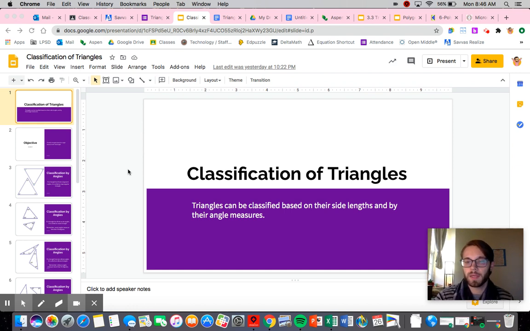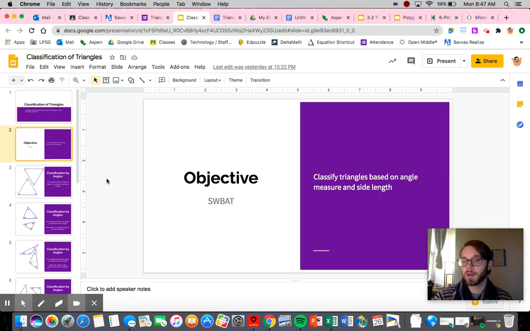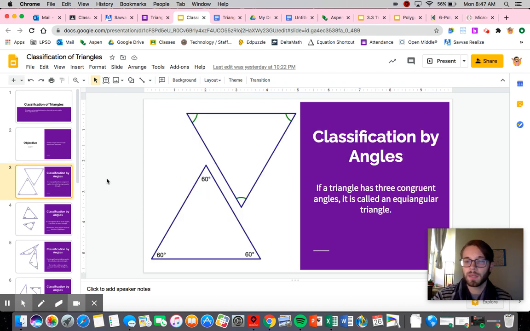So let's look through what we're dealing with. Today, we're specifically dealing with classification of triangles. Ultimately, our goal is to be able to classify them based on side length and angle measure, because there are two different ways you can classify, depending on if you're looking at side length or at angle measure. All right, so again, our objective is to classify triangles based on angle measure and side length. Now, let's look specifically at the angles to start.